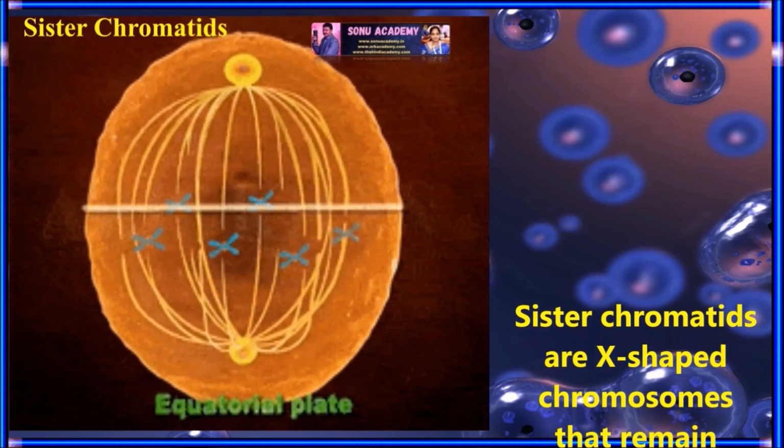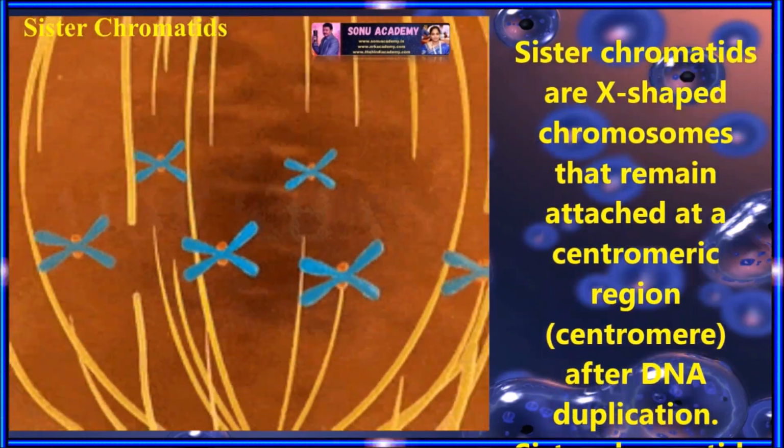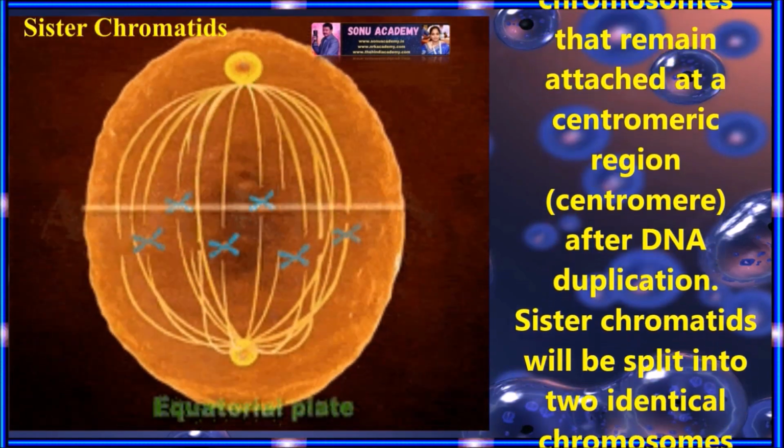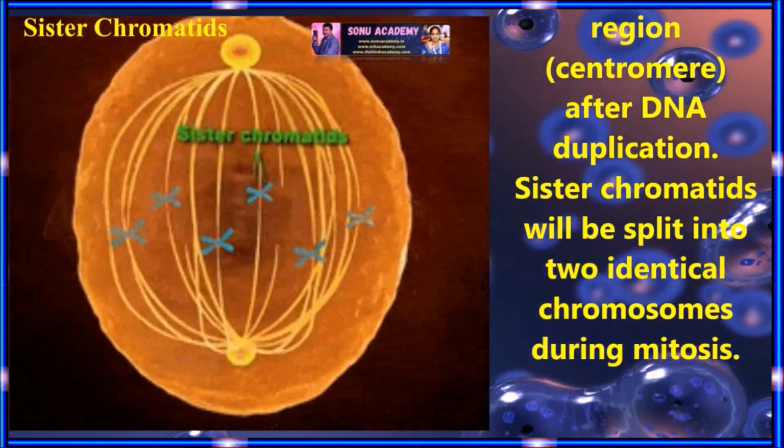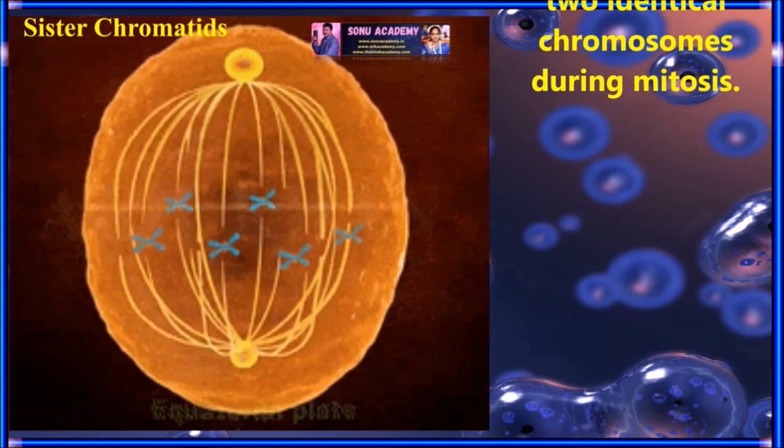Sister chromatids. Sister chromatids are egg-shaped chromosomes that remain attached at a centromeric region. After DNA duplication, sister chromatids will be split into two identical chromosomes during mitosis.